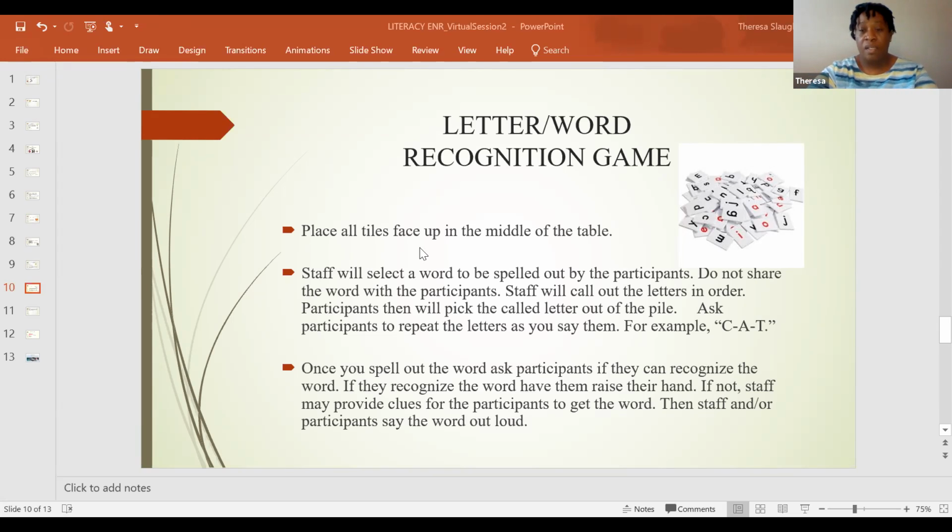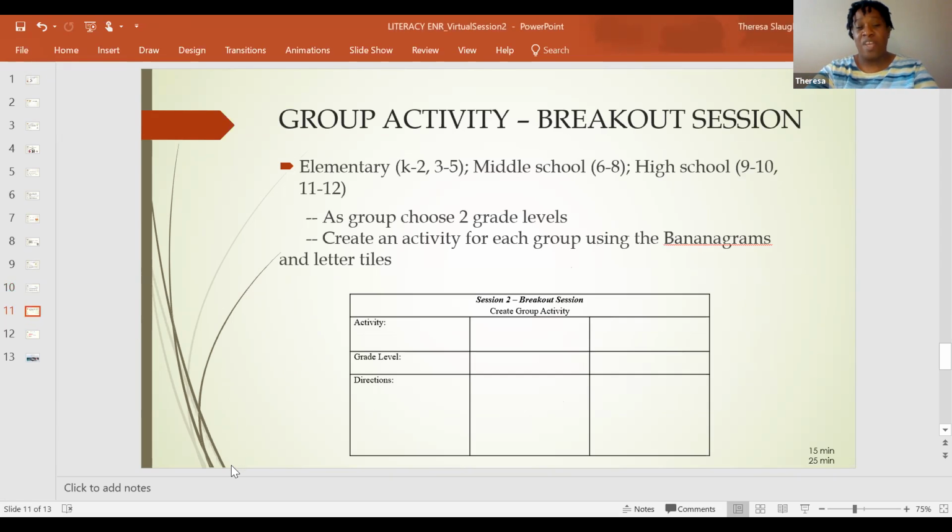All right. Gonna continue to move on. There's no questions or comments. All right, now it's gonna be your turn. So, taking the two activities that we just did with the bananagrams and the letter tiles, we're gonna put you in groups and your group is going to choose 2 grade levels that you're gonna focus on.